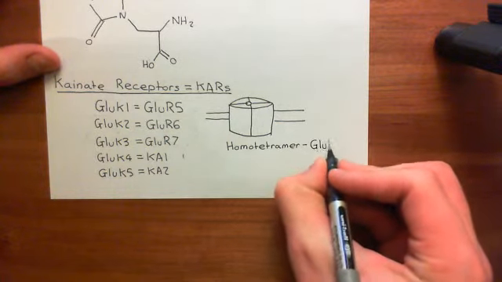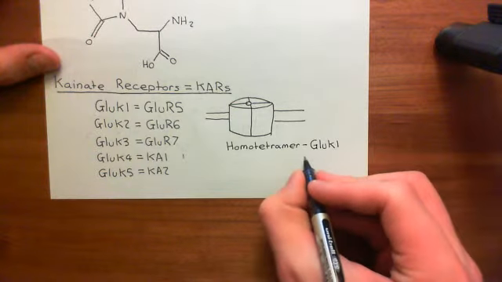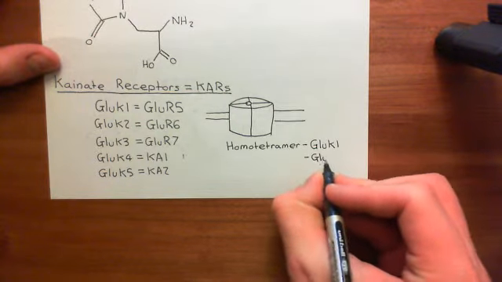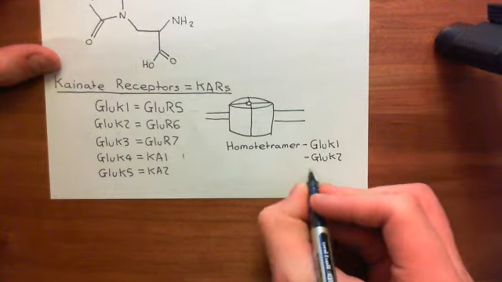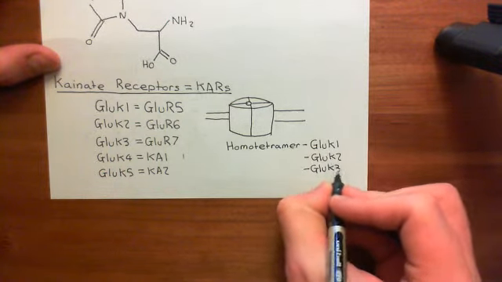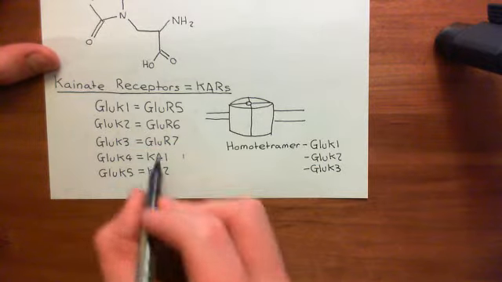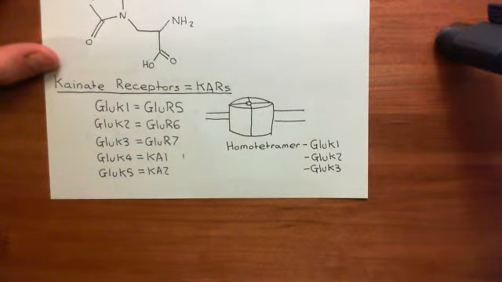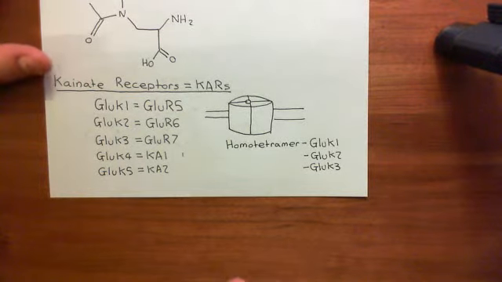Okay, so gluK1 can form a homotetramer, gluK2 can form a homotetramer, and finally gluK3 can also form a homotetramer. So all of the first 3 can form homotetramers, where you have 4 identical subunits making up the overall tetramer. Now let's talk about heterotetramers, which is more complicated.